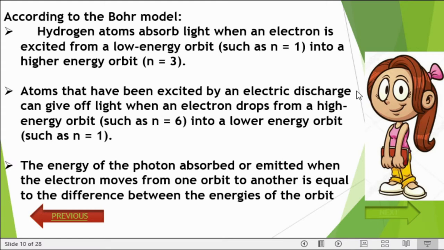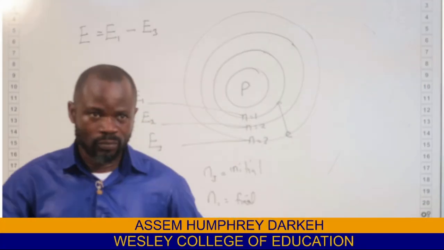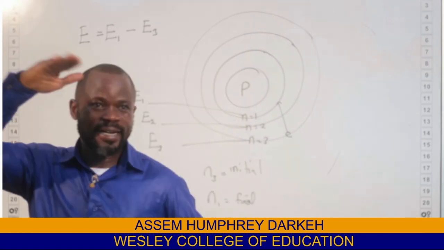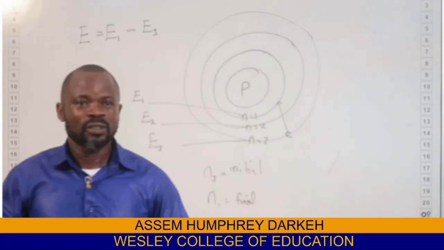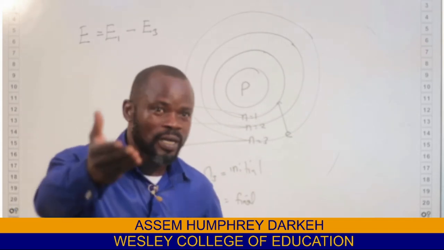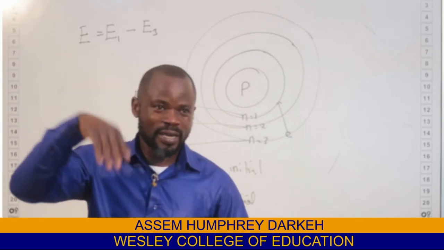Again, atoms that have been excited by electric discharge can give off light when an electron drops from a higher energy to a lower energy. So you can excite an atom such that electrons can fall from a higher energy level to a lower energy level. The same excitation can be done for the atom at the lower energy level to go to a higher one. So basically, there can be a fall or a rise.